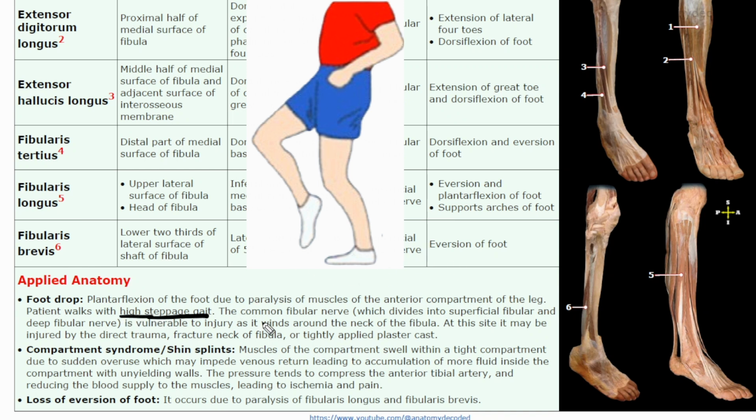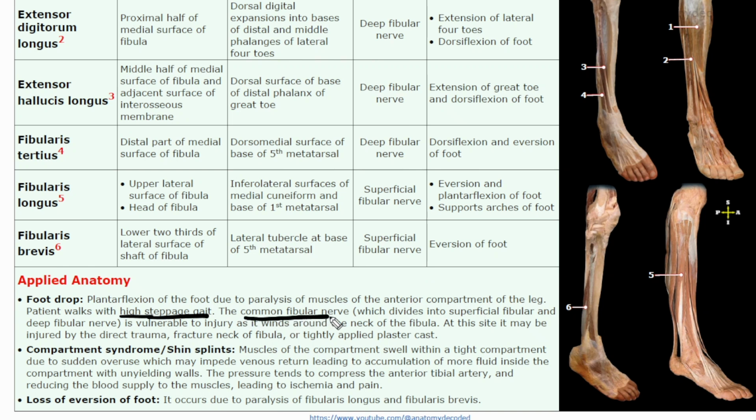So why does this happen? Due to the injury of the common fibular nerve. Common fibular nerve further divides into superficial fibular and deep fibular. This common fibular nerve is vulnerable to injury when it winds around the neck of the fibula. At this site it may get injured by direct trauma, fracture of the neck of the fibula, or a tightly applied plaster cast. So foot drop separately is also asked as a short note, where you're supposed to write about the muscles of the anterior compartment of the leg, its nerve supply, and the paralysis that will lead to the condition called foot drop.